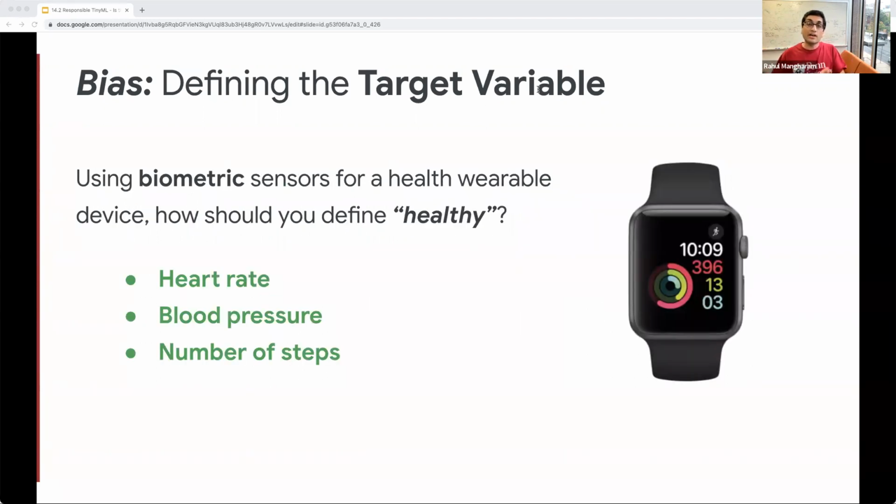How might this then apply to cases of TinyML? Well, imagine you're using biometric sensors for a wearable health device. How would you define someone who's healthy? Maybe you could focus on the heart rate, the blood pressure, or even the number of steps. While these seem like innocuous measures, focusing on blood pressure might disadvantage the elderly who tend to have higher blood pressure, even when they have otherwise healthy heart habits.